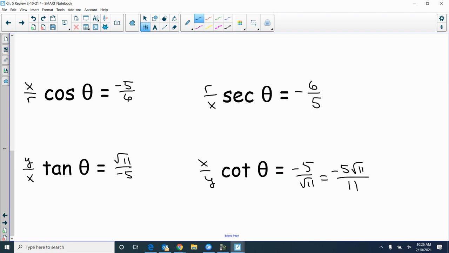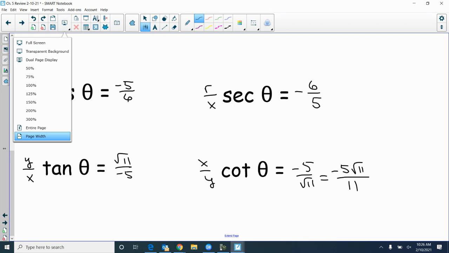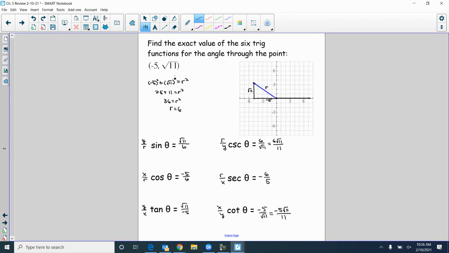So I just want to hit one where it goes through the point. Sometimes you just kind of forget about that. And make sure that R value is not 1. It's whatever you get from the Pythagorean theorem.